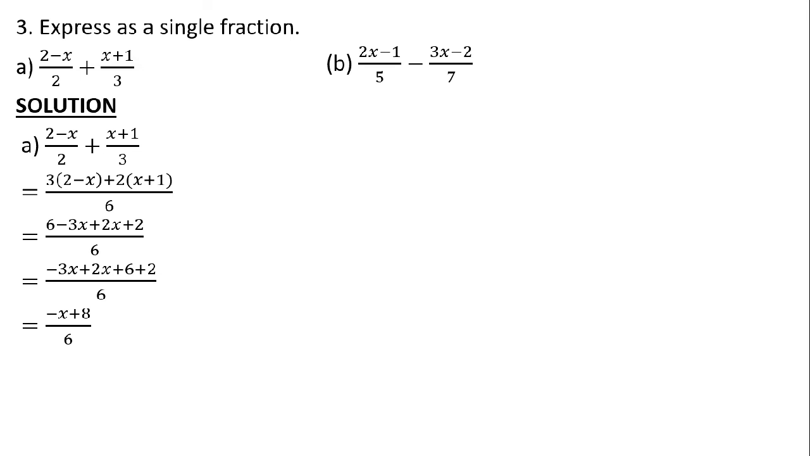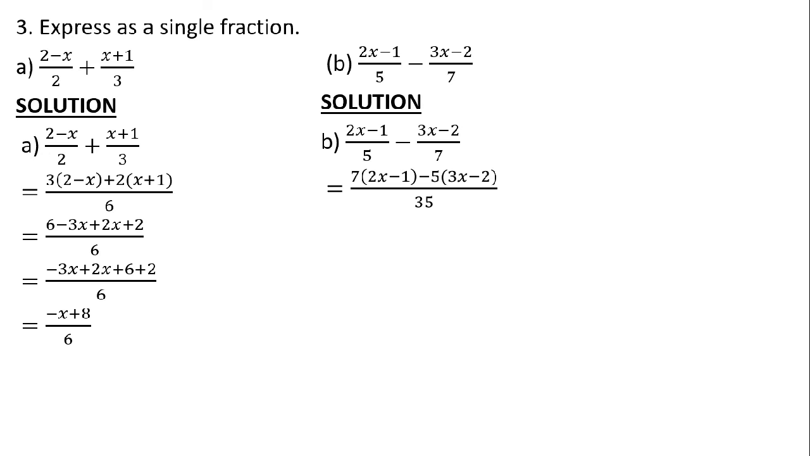Let's do that. We'll start. 5 into 35 is 7. We'll multiply 7 by 2x minus 1. 7 into 35 is 5. We'll multiply 5 times 3x minus 2. From here, what are we going to do?